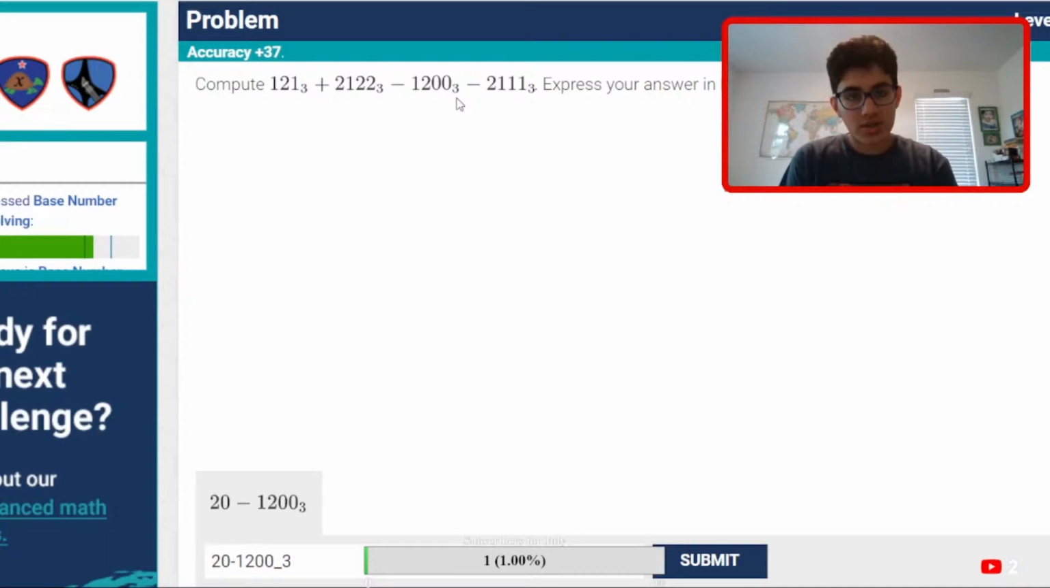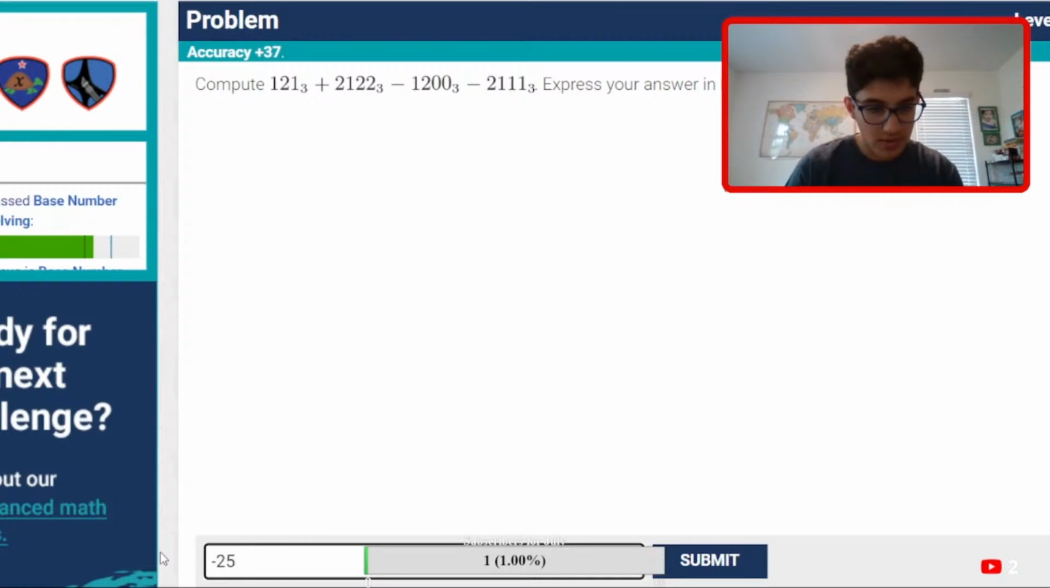Then 121 base 3 is 1 plus 6, that's 7, plus 9, 16. 16 plus 4 is 20. Okay, and then when you subtract this, so that's 18 plus 27, so minus 45. So it's negative 25, right? And they want this in base 3. Okay, fine.